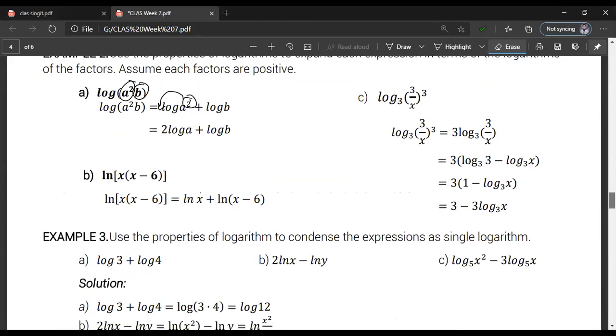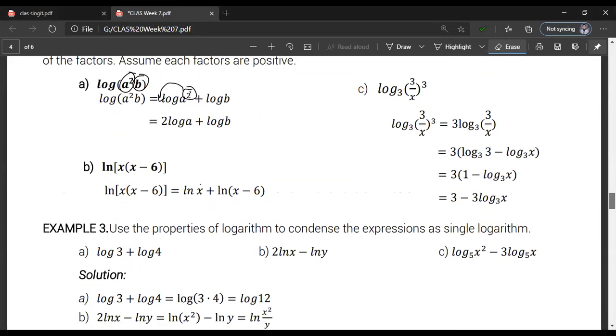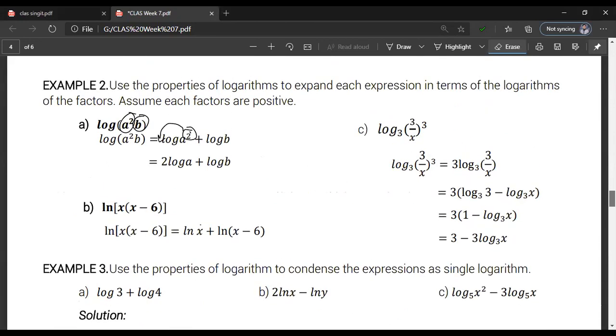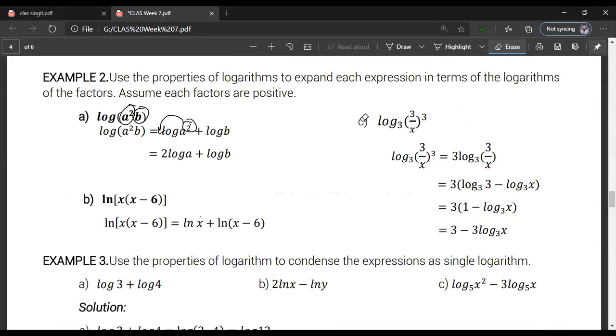So, eto class, ayan po siya. So, all you have to do is to apply the properties. So, sige, explain ko na lang yung sa C. Yung C natin class, ayan, logarithm of 3 over x raised to 3 with the base 3. Ang daming 3, di ba? Sino ba kasing gumawa nito? Kinopy-paste ko lang to doon sa class.